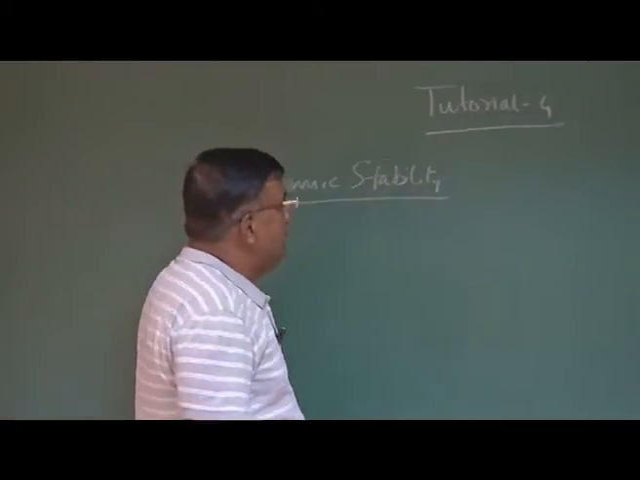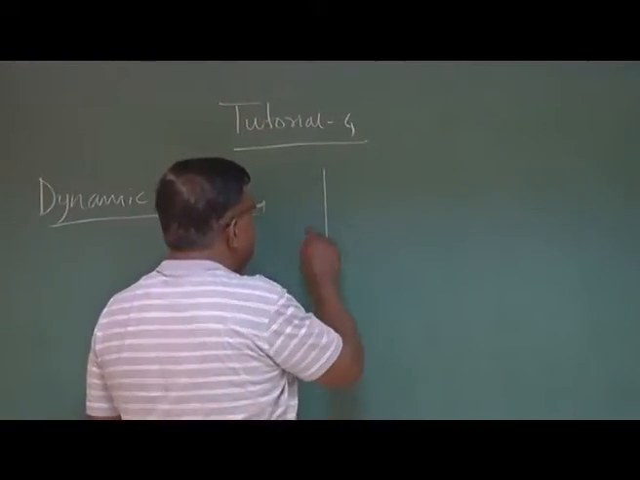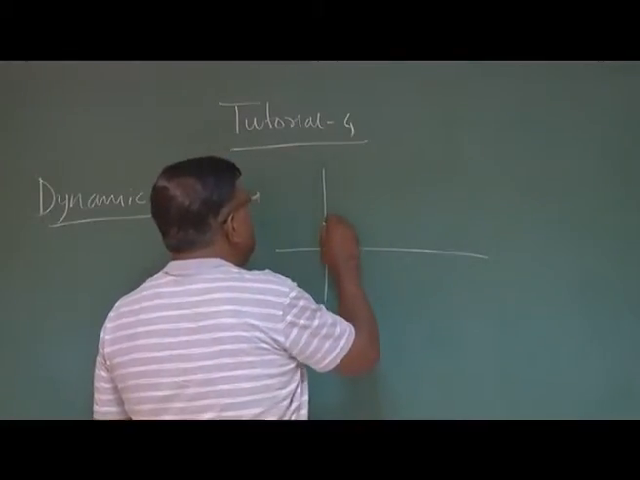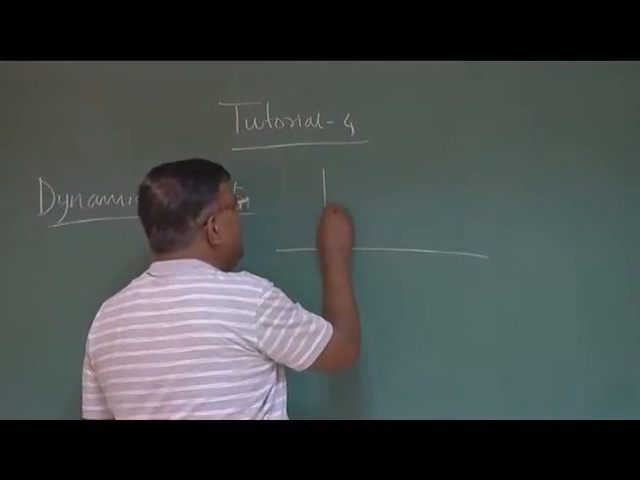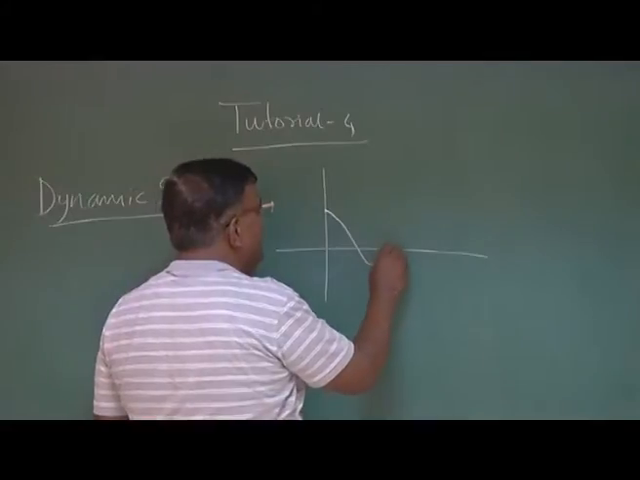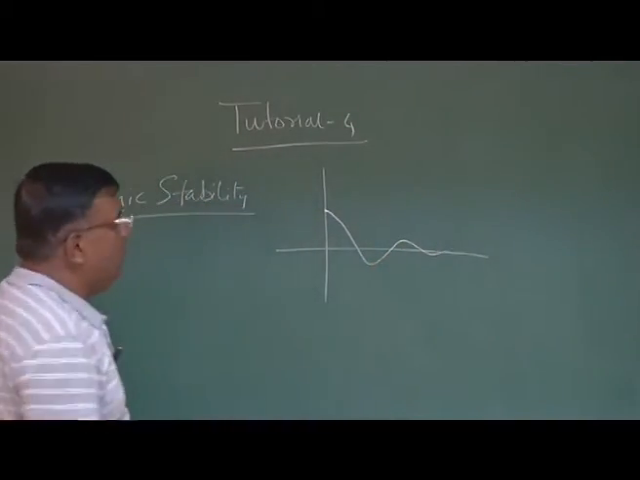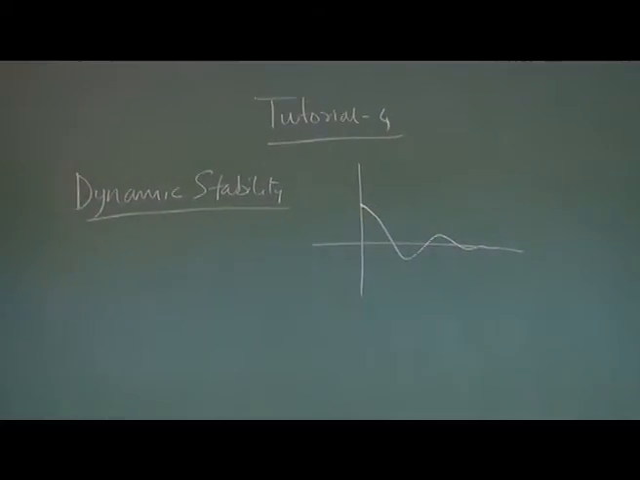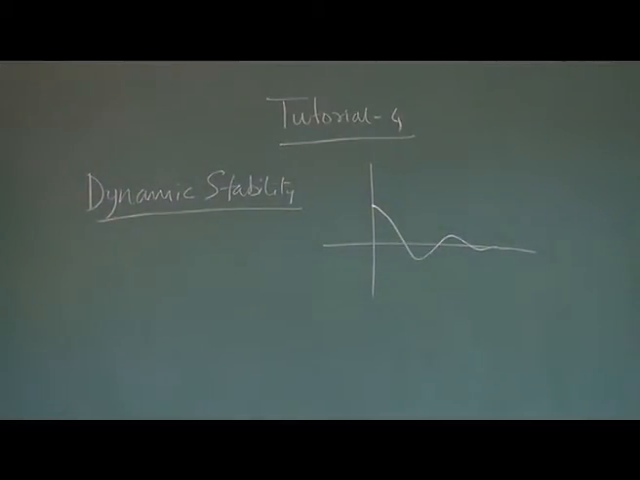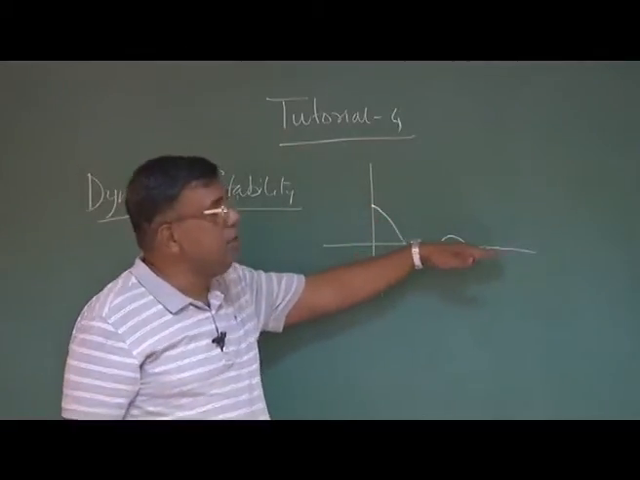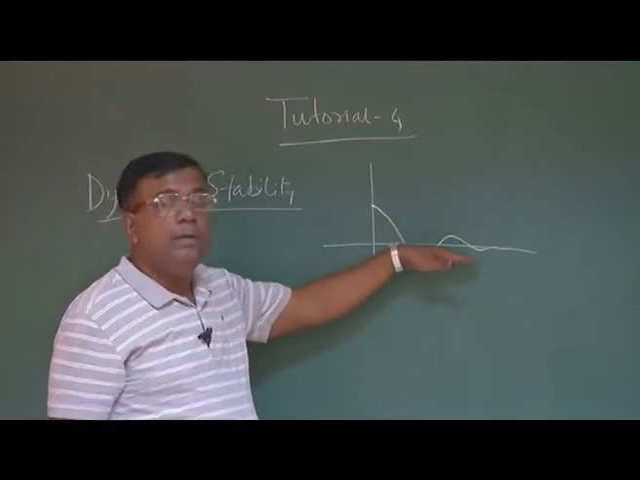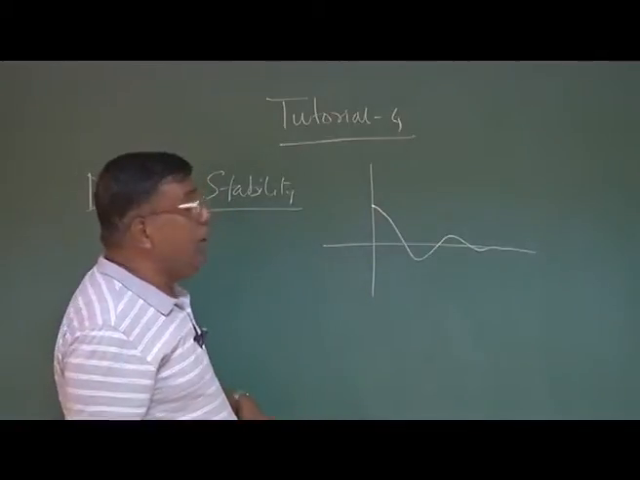Right? So if I try to see it like this, suppose I have disturbed a system and it tries to come back to the equilibrium. So we are now talking about dynamic stability. We are now introducing the concept of transient. How is the response? Is it coming back to the equilibrium or is it diverging?